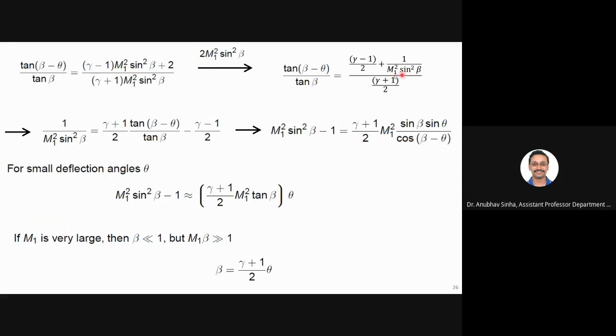This is what is shown here, 1 by this term, and this will also be divided in denominator. So in denominator, gamma plus 1 will remain, and this will get cancelled, and instead of that, it will be this by 2. So this is what we have here. LHS remains the same, only RHS we just divide by this quantity, that's all.